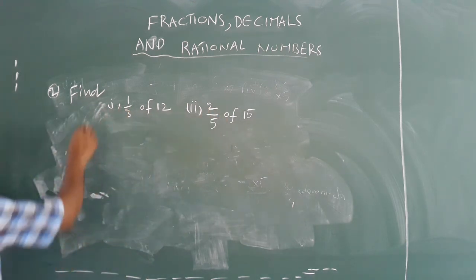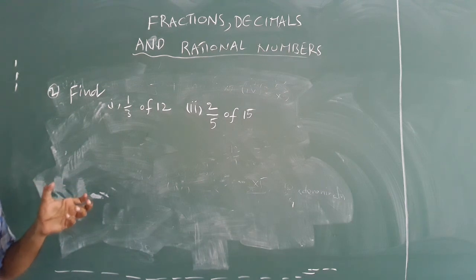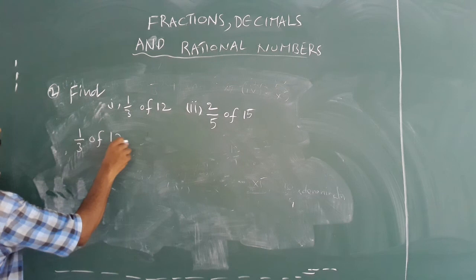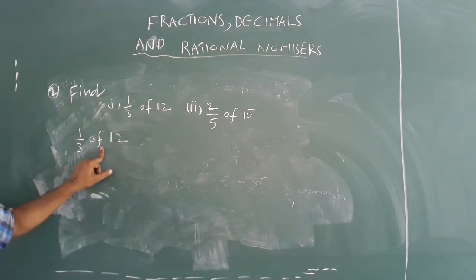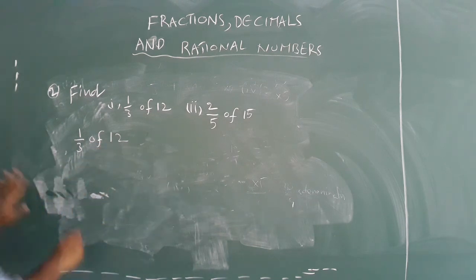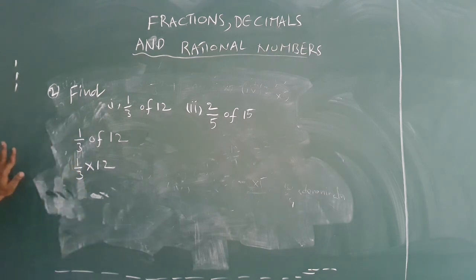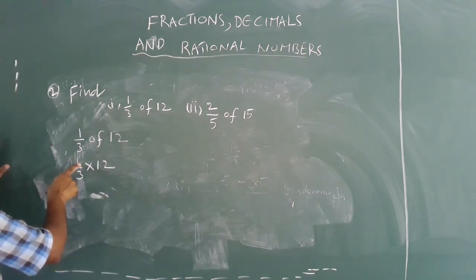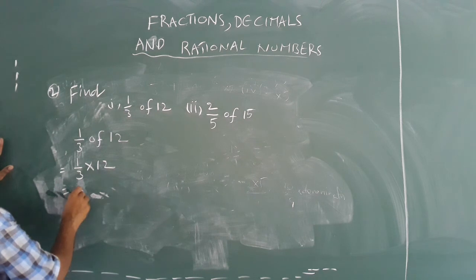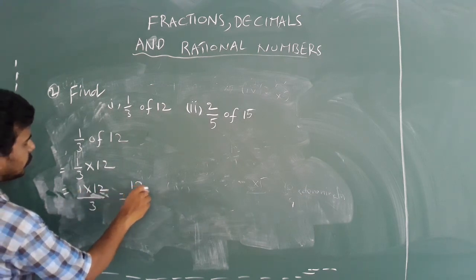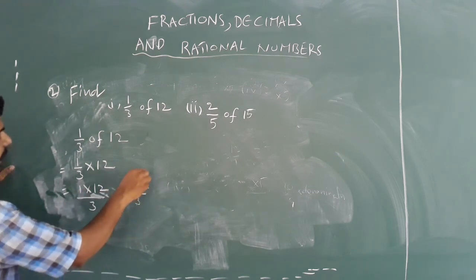Take this one. Find in simplification. So 1 by 3 of 12. This "of" means into. That means 1 by 3 into 12. Same process: the integral part into 12. 1 into 12 by 3. 1 into 12 how much, children? 12 by 3.